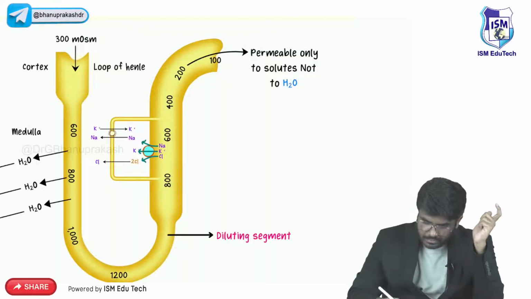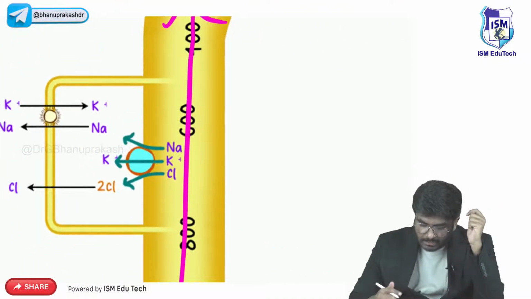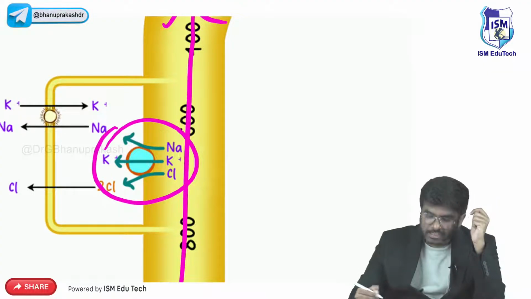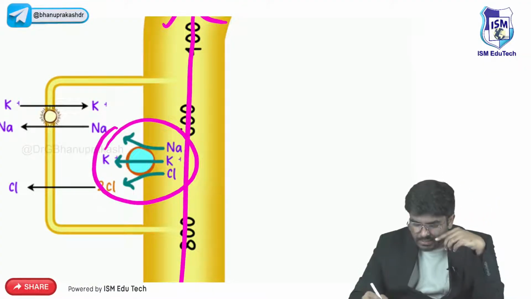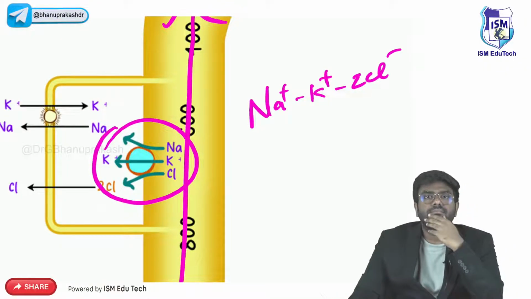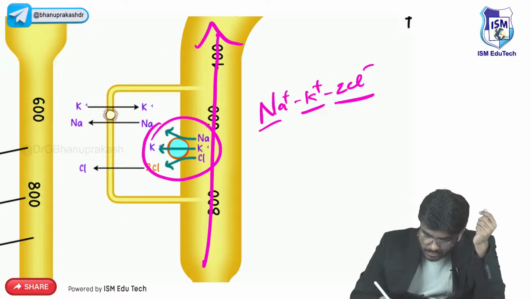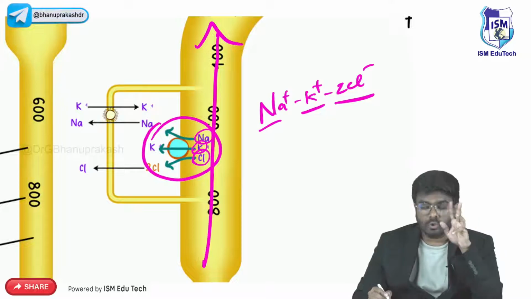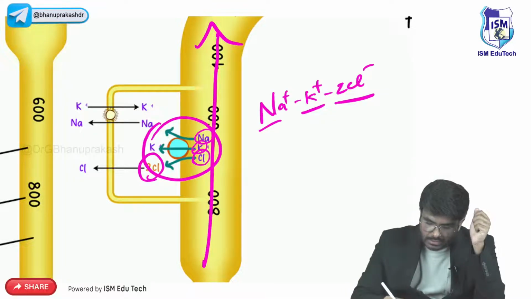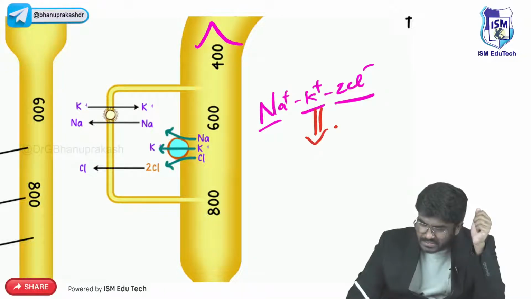Now, after this, what else should you know? Very important MCQ. This is the ascending limb of loop of Henle, right? In the ascending limb of loop of Henle, look here, there is a transporter present. What is the name of this transporter? Sodium, potassium, 2-chloride. Sodium, potassium, 2-chloride is important. It is absorbing sodium, potassium, and especially 2-chloride ions. So this sodium, potassium, 2-chloride importer is present in the ascending limb of loop of Henle.